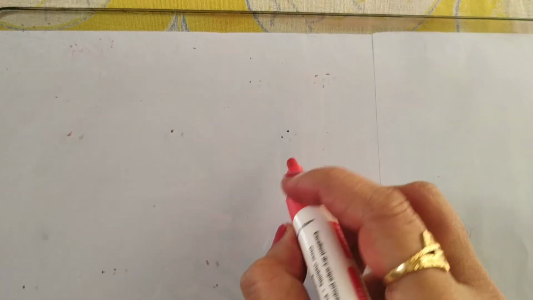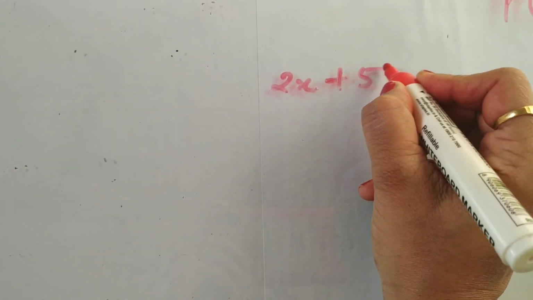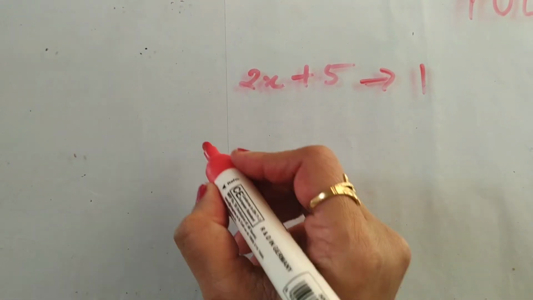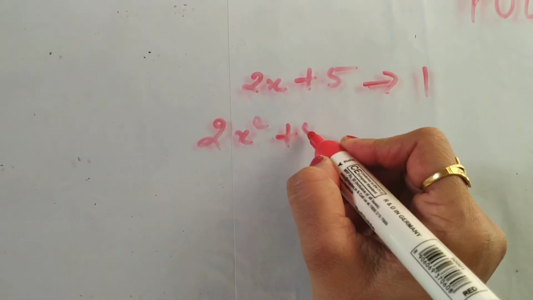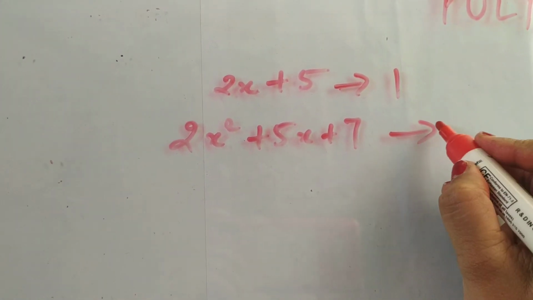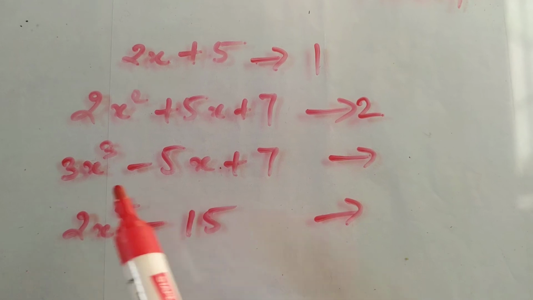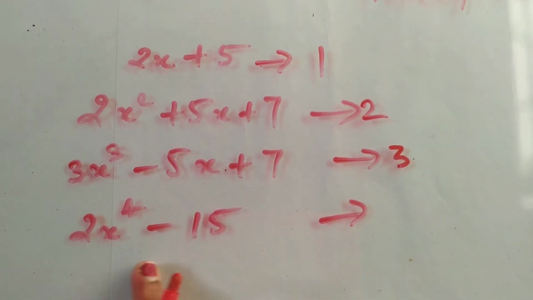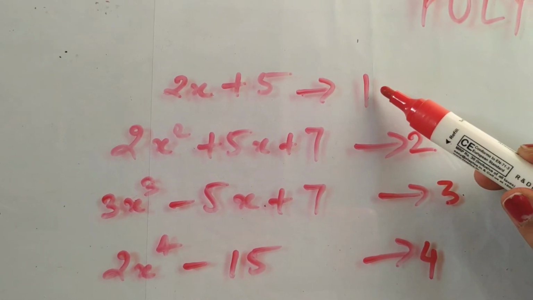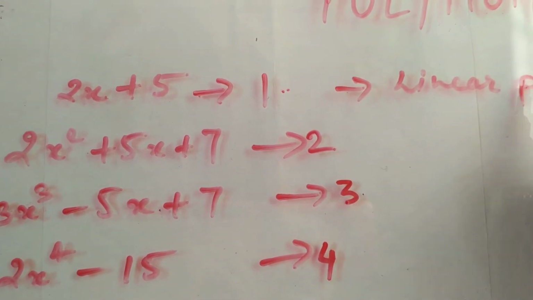That means on the basis of degree, first we take 2x plus 5. 1 is the degree of that polynomial. Now the second one, 2x square plus 5x plus 7. What is the degree of this polynomial? 2, obviously. Then what is the degree of that polynomial? Maximum power is 3. What is the maximum power? 4. So whenever the maximum power of a polynomial is 1, that type of polynomial is a linear polynomial. Linear polynomial.